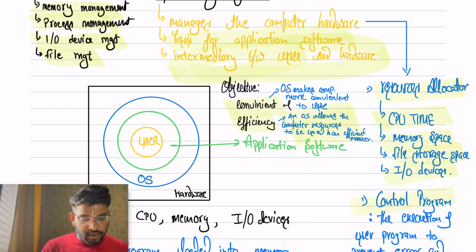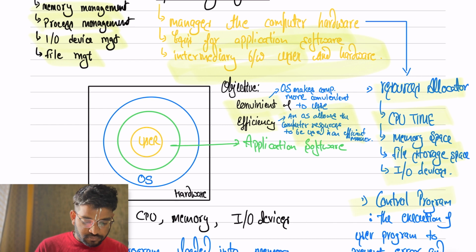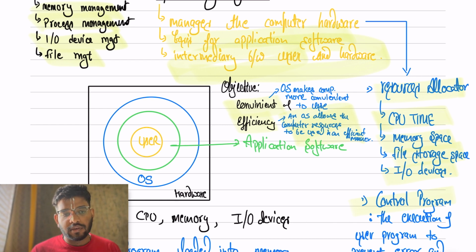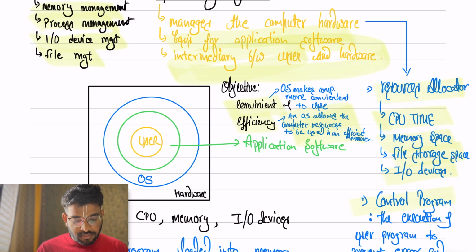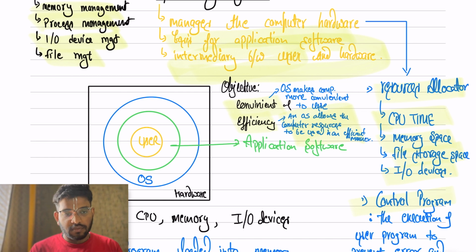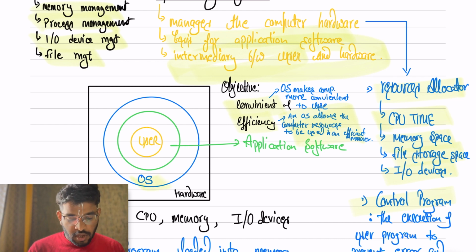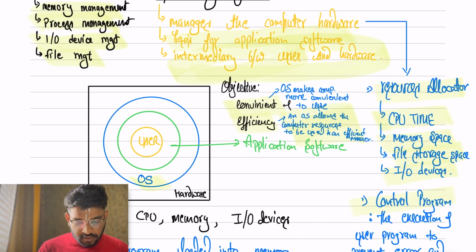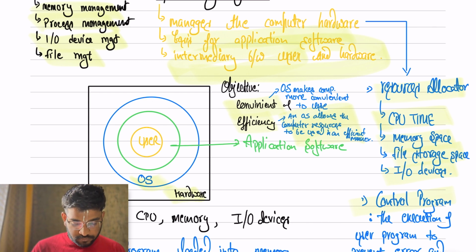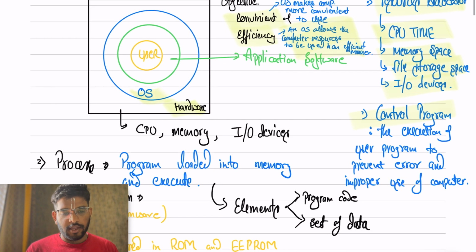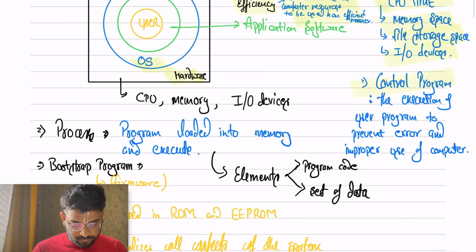So if we look at this chart, at the center of everything lies the user, because a user interacts with the operating system. What a user interacts with is mostly application software, and application software requires the operating system to interact, and then the OS runs on the hardware. And hardware consists of CPU, memory, I/O devices, and many more things.